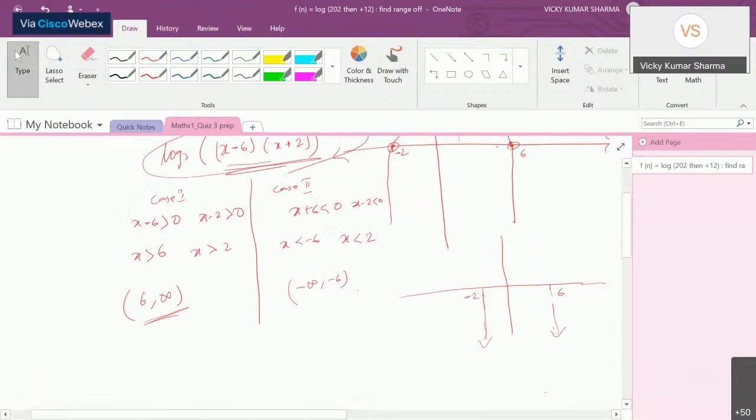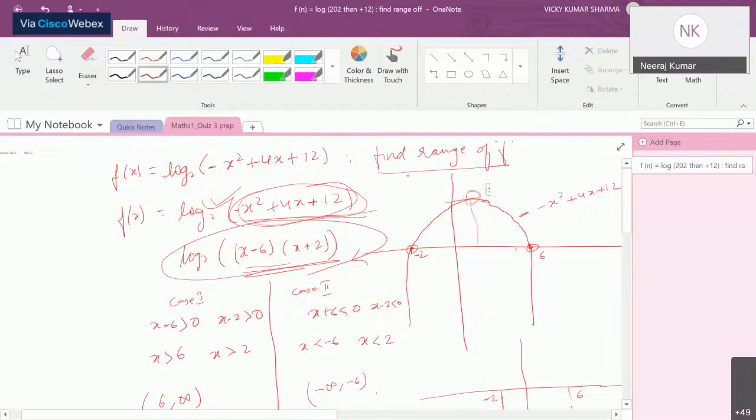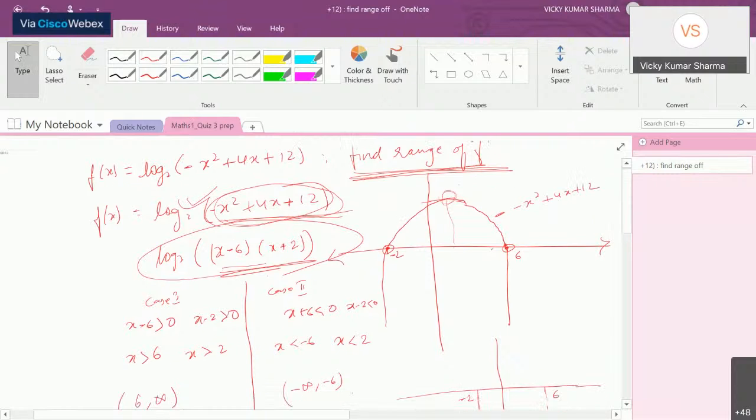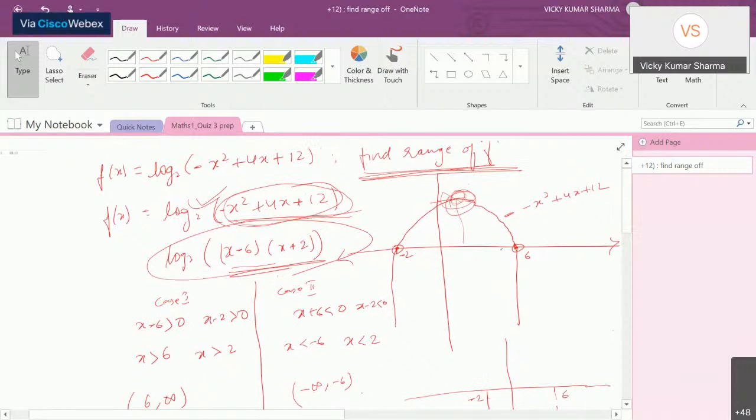Okay. So now let's take up this part. Since we are interested in finding the range of this function, and since this is going to give me the maximum value, right? In the previous example, the maximum value was infinity. Correct? Sir, I did not understand why the asymptote is coming at minus 2.